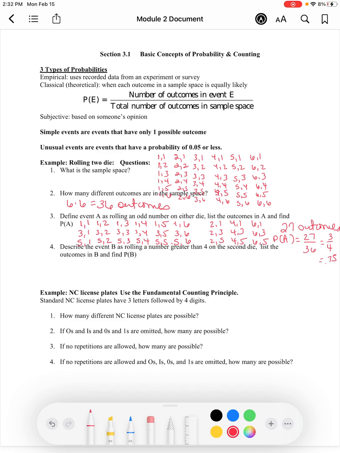For number 4, the event B is rolling a number greater than 4 on the second die. So all the ones greater than 4 on the second die would be 1, 5, and 1, 6, 2, 5, and 2, 6, 3, 5, and 3, 6, 4, 5, and 4, 6, 5, 5, and 5, 6, 6, 5, and 6, 6, and so 2, 4, 6, 8, 10, 12. So there are 12 outcomes, and the probability would be 12 out of 36, or 1/3, or 0.3 repeating.